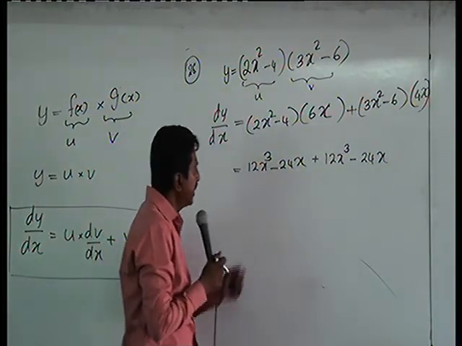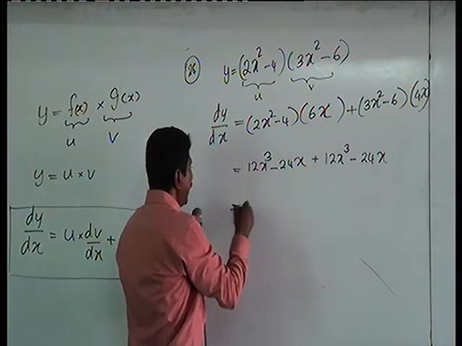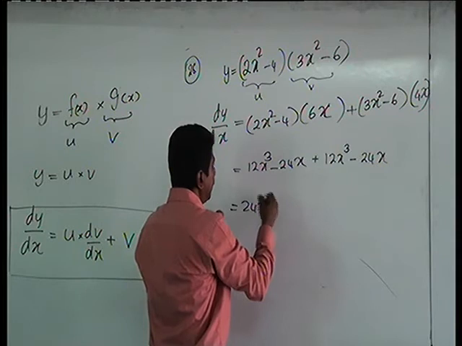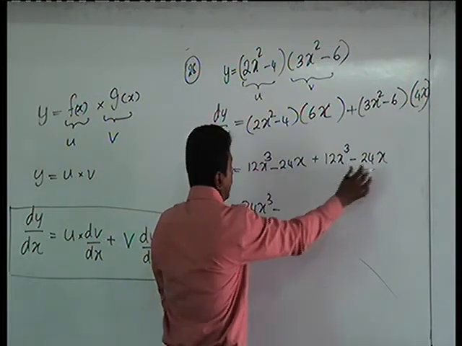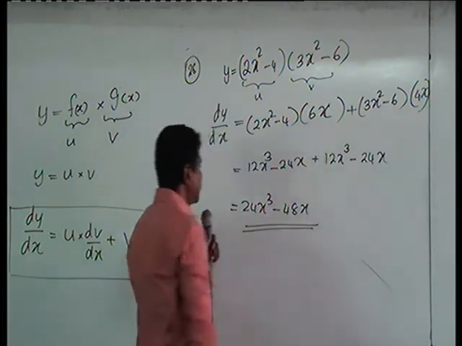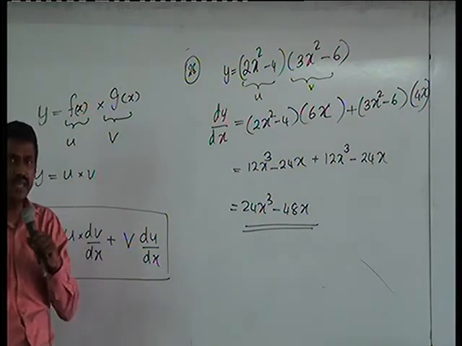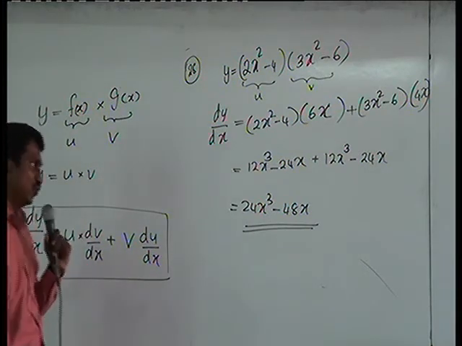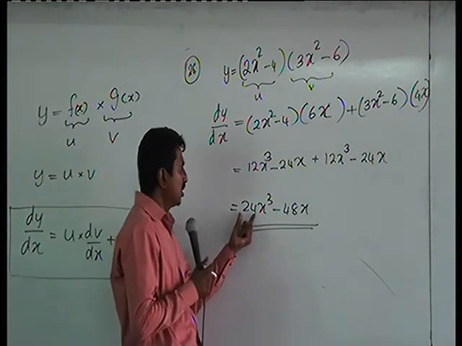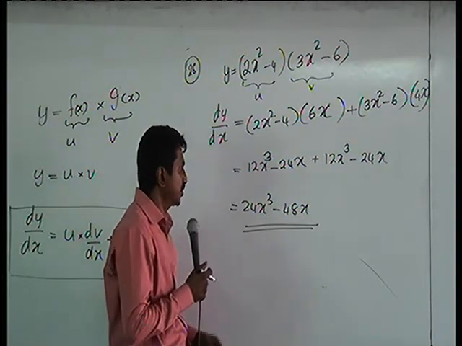You can see a similarity, 12x to the power 3, 12x to the power 3, that is 24x to the power 3, minus 24, 48x. So the answer is 24x to the power 3 minus 48x. If you want, you can take 24x as a common factor, but still this is sufficient.